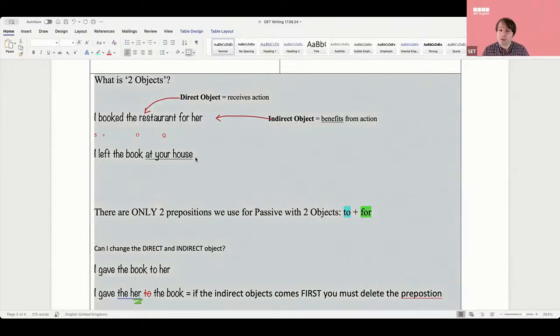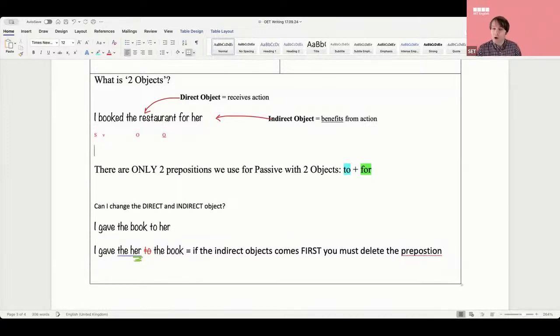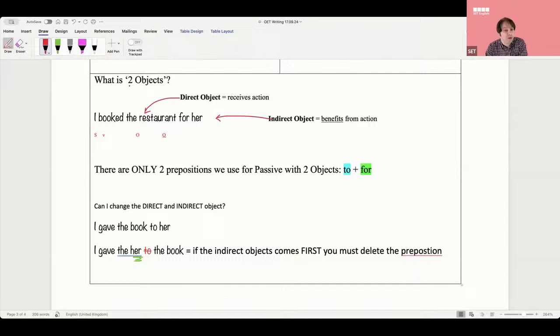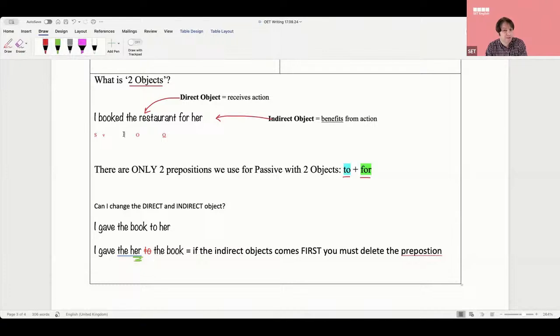What are the two prepositions we must use? Shara, I'm just testing to see you understand. What are the two prepositions we must use for two objects? Yes, to, for. Excellent, excellent. Okay. Is everyone clear on this? Very, very important to understand this.